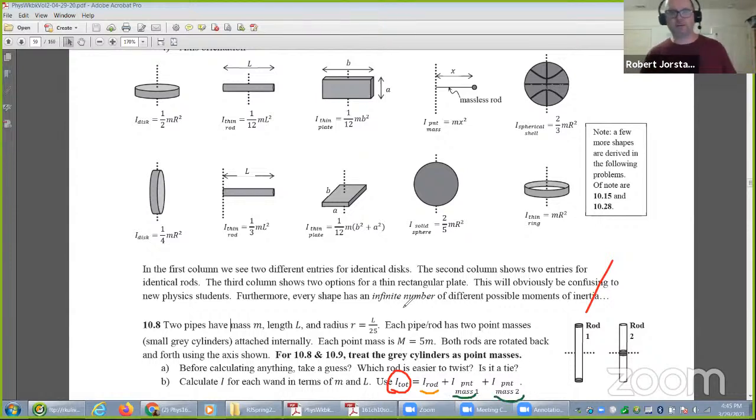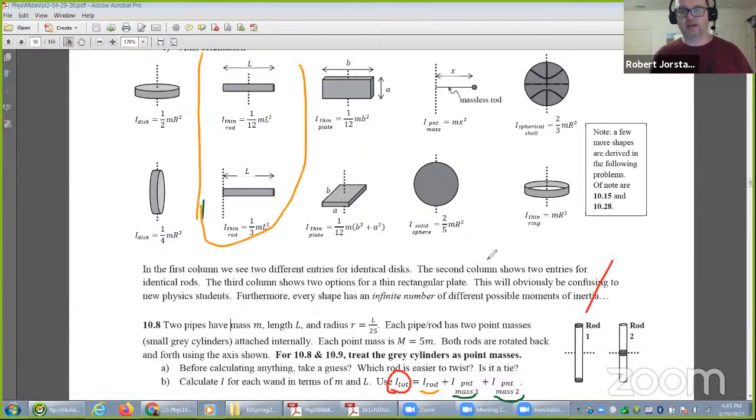So let's go up into here and just tell me, which formula should I use for the rod? Obviously, it's one of these two here. Let me circle it. Which one looks like it applies? The 1/12 or the 1/3? The top one, the 1/12? The 1/12. So this is going to be 1/12.